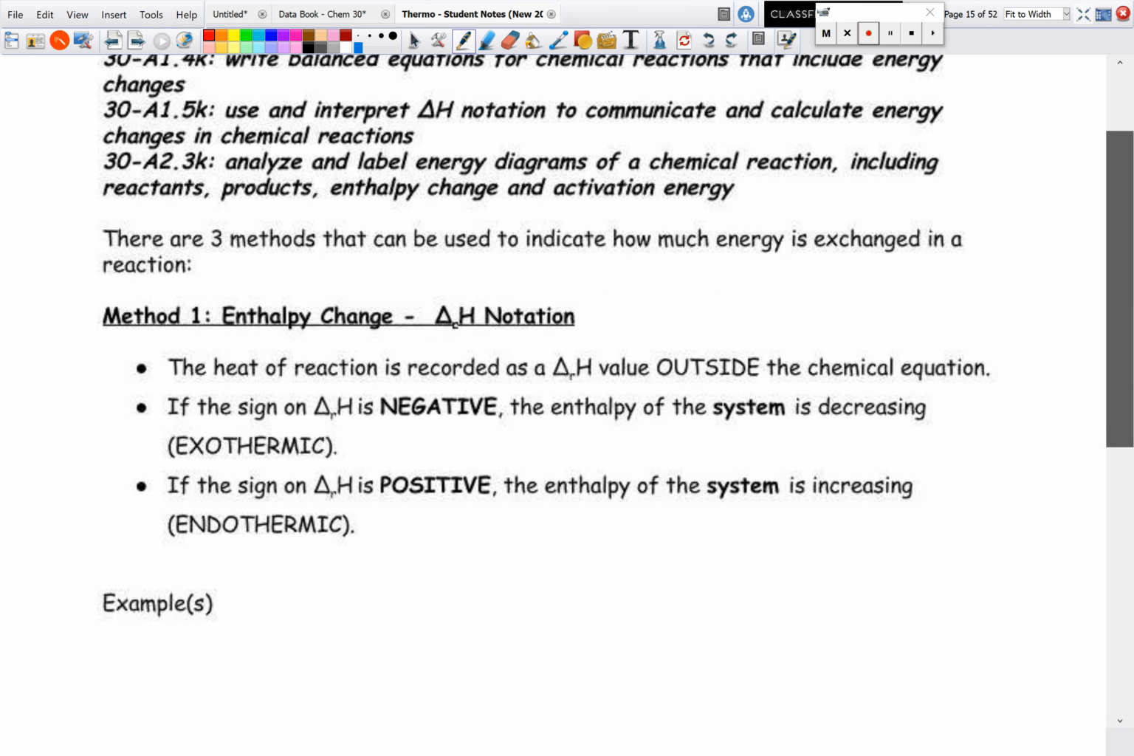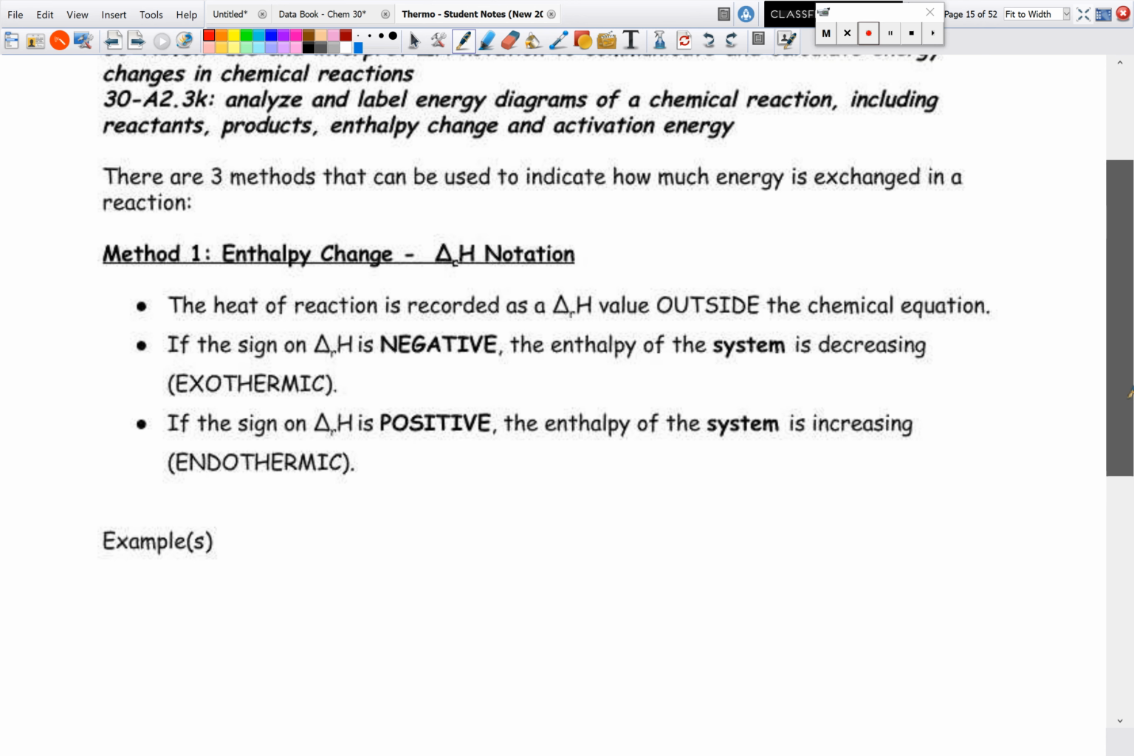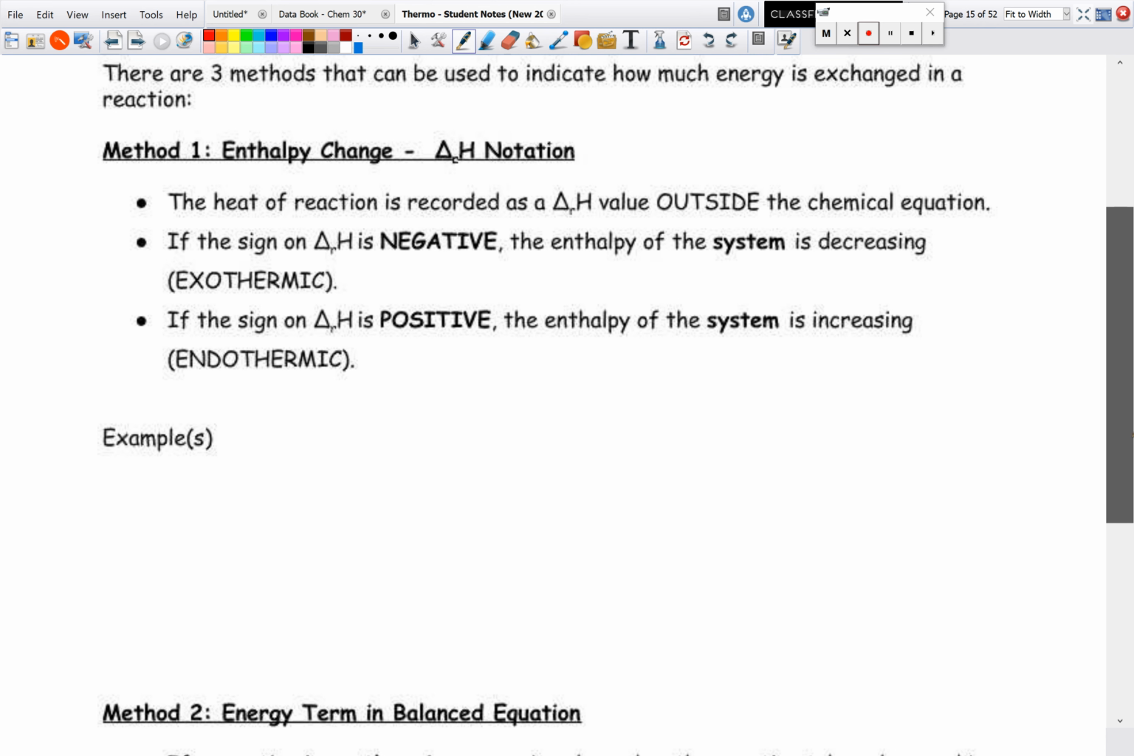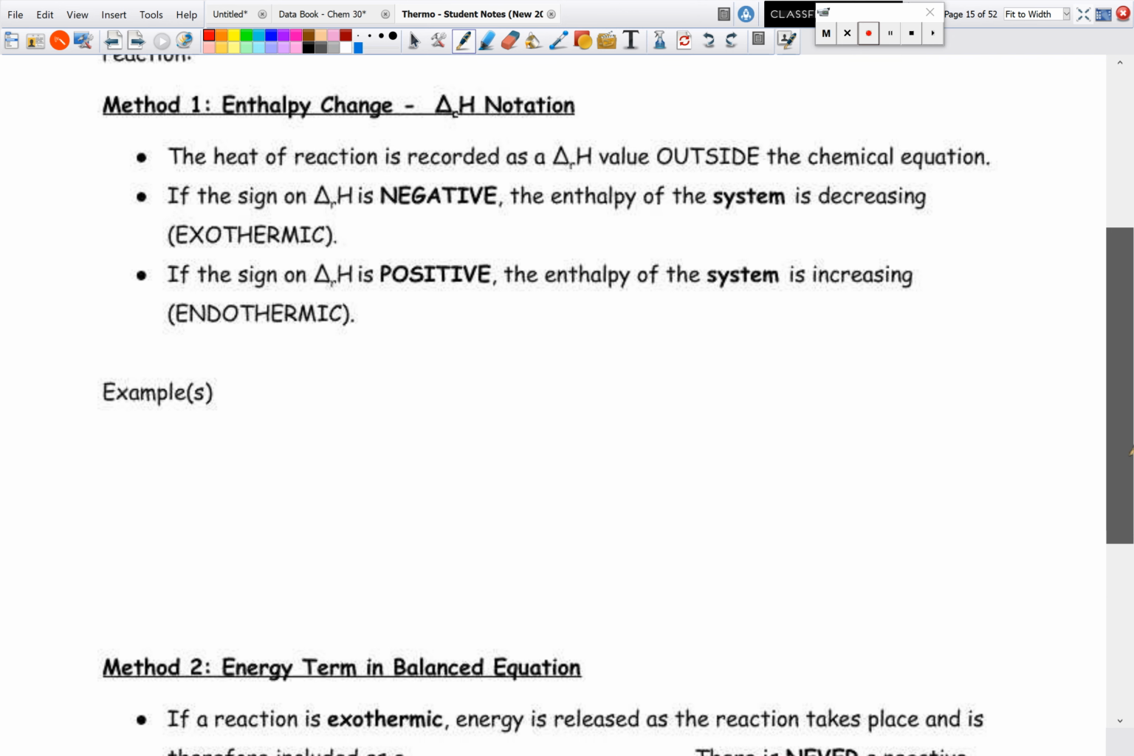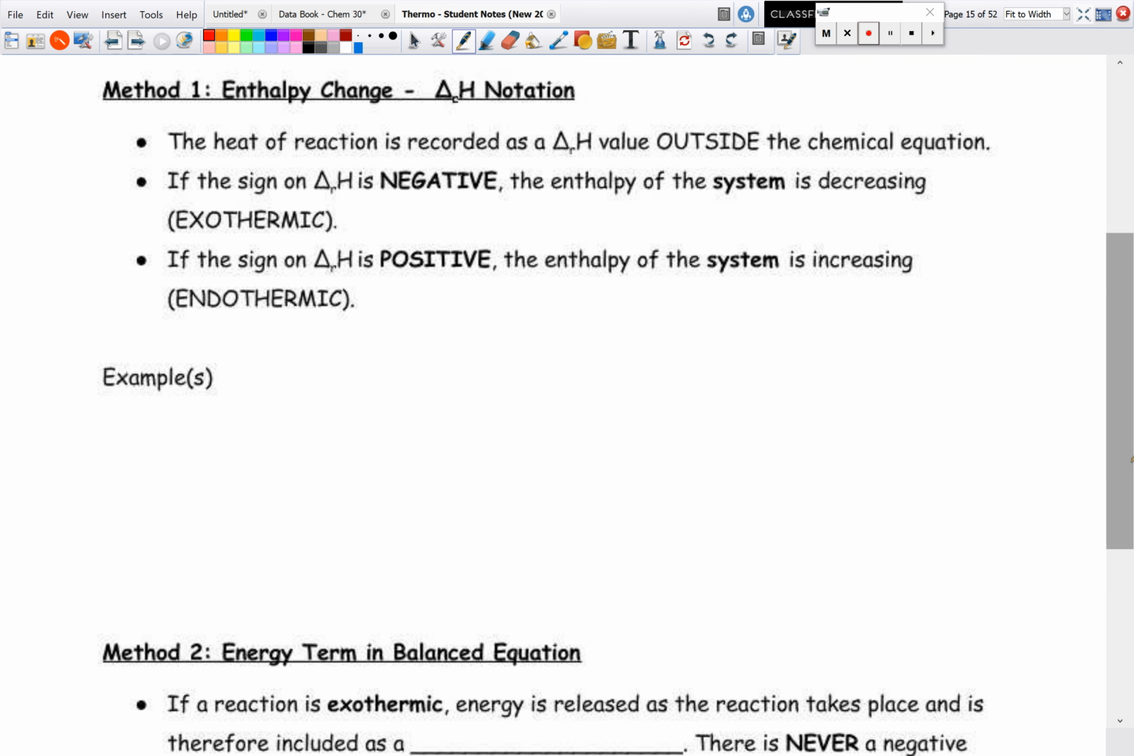All right, so with these right here, there's three main methods to indicate enthalpy change, or molar enthalpy. We're going to look at the three main ways to do it. The first one we've already seen and talked about. The heat of a reaction is recorded outside the equation in our delta H notation. That's where we know if delta H is negative, the system is exothermic. If it is positive, it is endothermic.